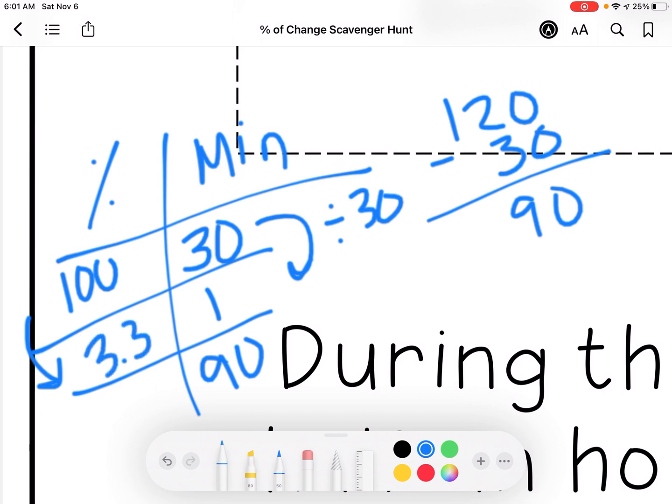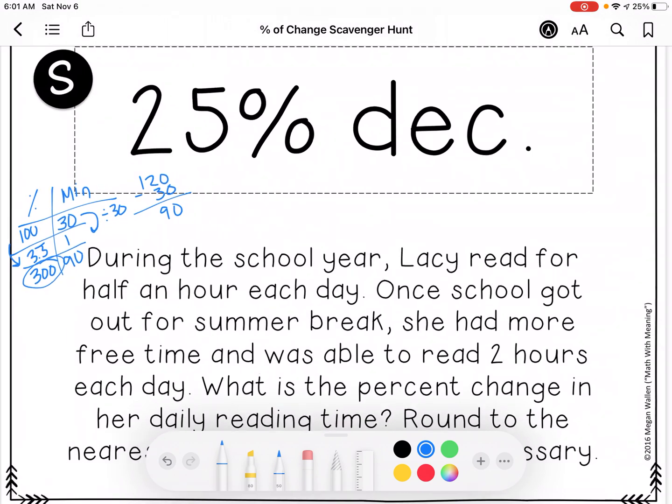3.3 repeating. Then I'm going to multiply by 90. And I get 300. So it was a 300% increase.